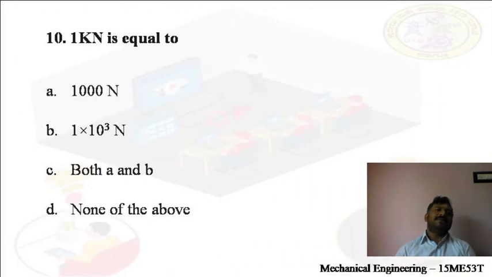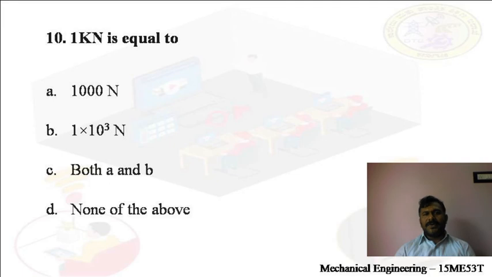Next one, 1 kilonewton is equal to how much? 1000 Newton or 1 into 10 raised to 3 Newton, both A and B, and the last one, none of the above. Okay, these are all the 10 multiple choice questions.